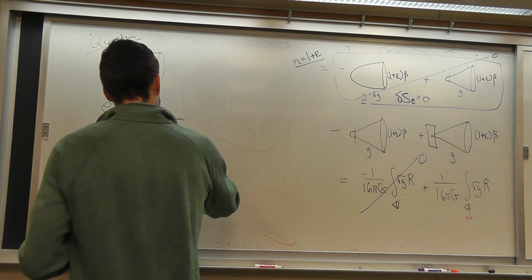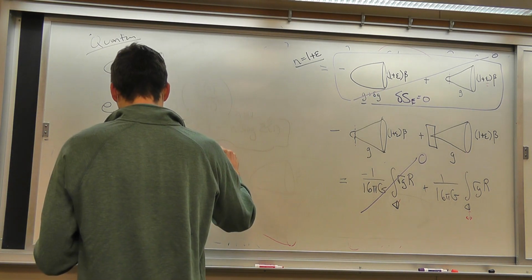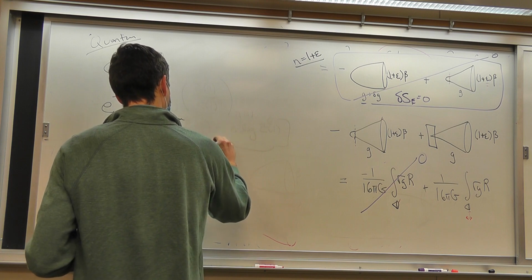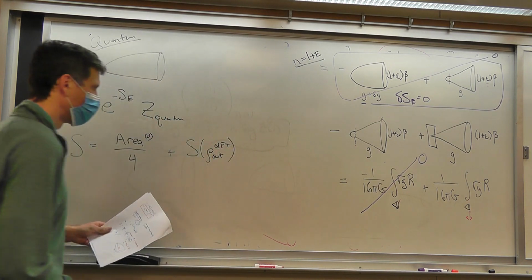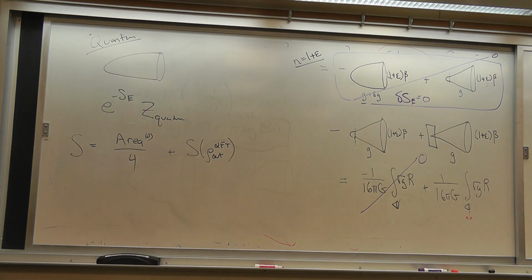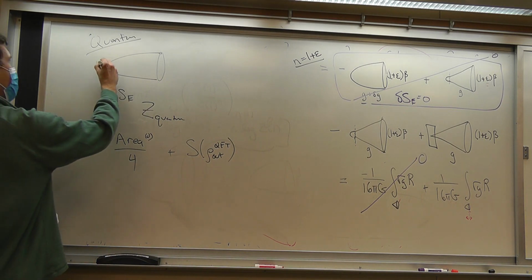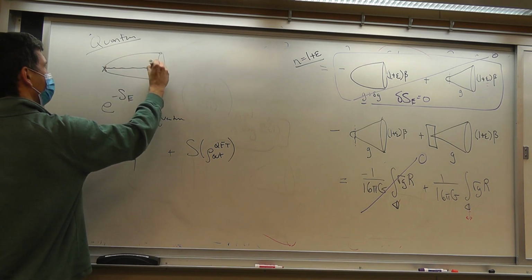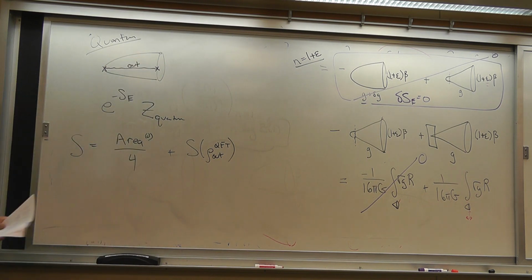Then there's a S of rho out from the quantum field theory. That is the entanglement entropy of the quantum fields, where out is this region between the black hole horizon and infinity.